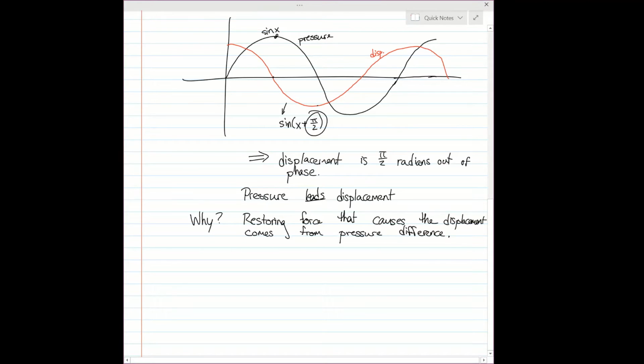So a change in pressure will lead to an acceleration of the particle, but it won't lead directly to the particle's position being different automatically. So the pressure difference will come first, and then the particle will accelerate and move to a new location. So that's why the pressure leads the displacement, because the pressure is causing the change in displacement. Hopefully that makes sense. It seems relatively intuitive to me. And you can make this formal mathematically if you wanted to, but it's enough to just use your intuition here.